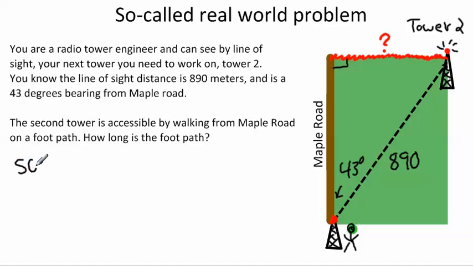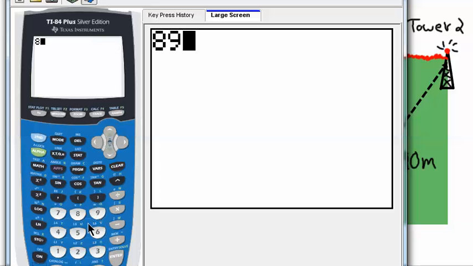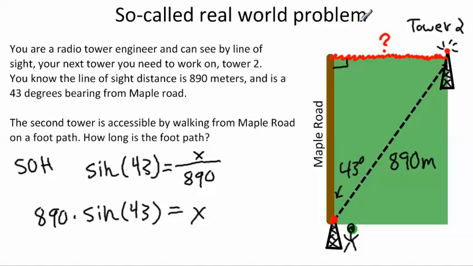This calls for sine. That would be sine of an angle is the opposite over the hypotenuse. So let's see, the sine of 43 degrees is equal to the opposite, which is our unknown x, over the hypotenuse, 890 meters. Okay, so if we multiply both sides by 890, that will isolate x, and that will tell us how far in meters that red footpath is. 890 times the sine of 43. There we go, 606.97 meters. We'll just round it up to 607.